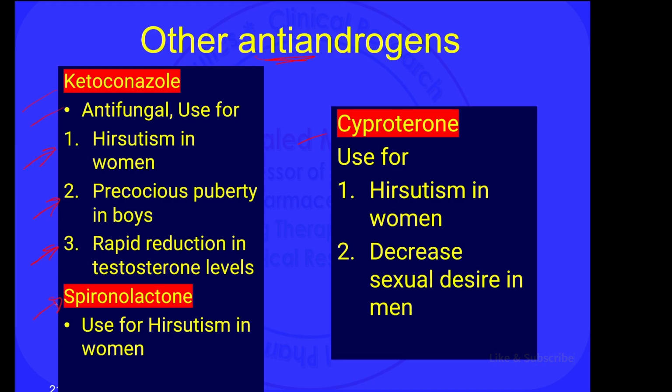Spironolactone belongs to the diuretic medications, but it also has an anti-androgenic effect. Spironolactone can also be used for women suffering from hirsutism. On the other hand, we have cyproterone, an anti-androgen used for hirsutism in women and to decrease sexual desire in men. So we have three other anti-androgens: ketoconazole, an antifungal; spironolactone, a diuretic; and cyproterone, an anti-androgen.